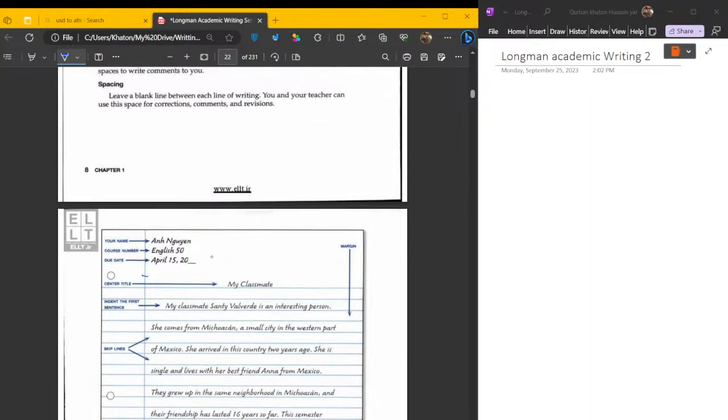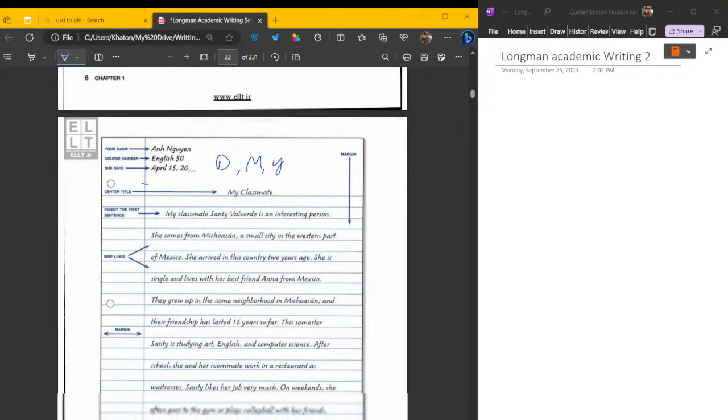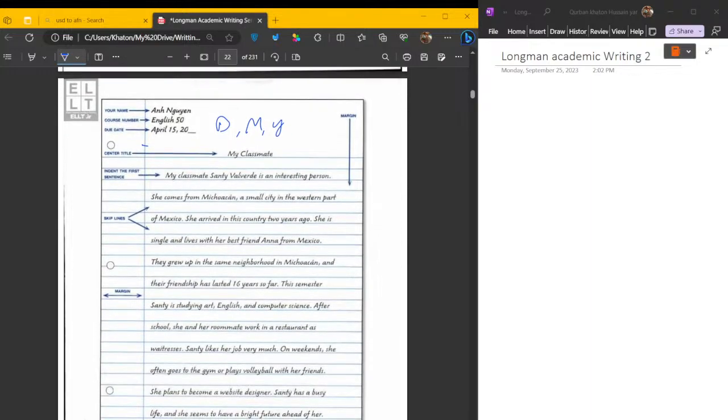Elsewhere, we use day, month, and year. So write DMY. And you see these are the three lines. So that is the topic. Here are your credentials, the English subject, and the date.